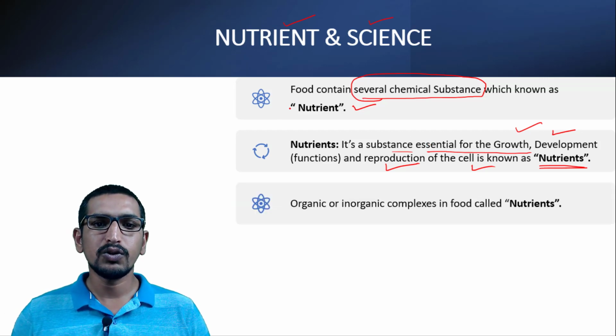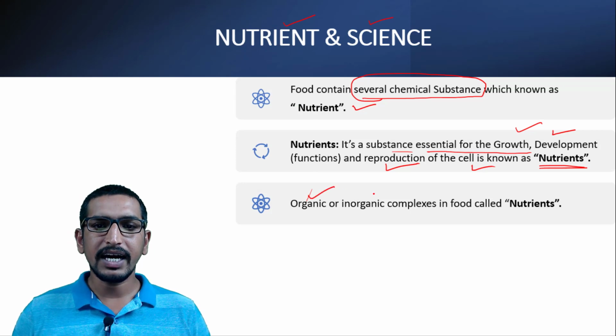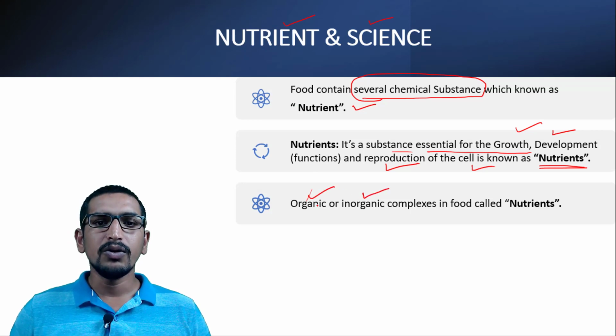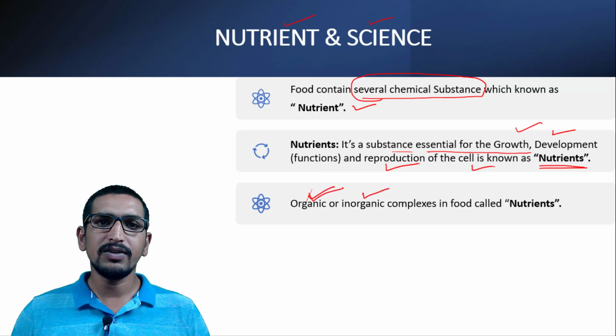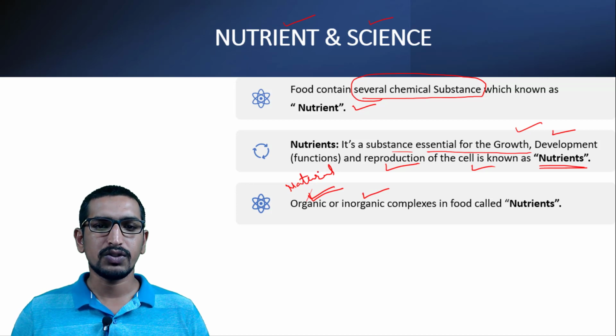Nutrients are divided into 2 types, organic nutrient and inorganic nutrient. Organic complex of the nutrient is nothing but natural source. Inorganic is an artificial source.